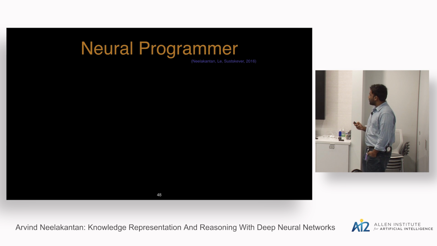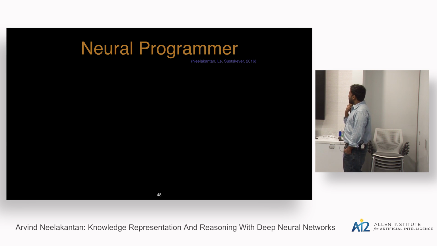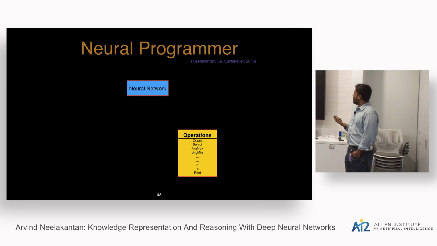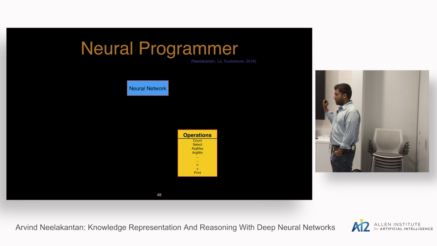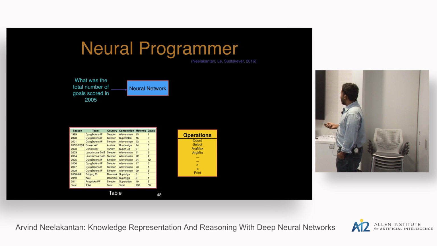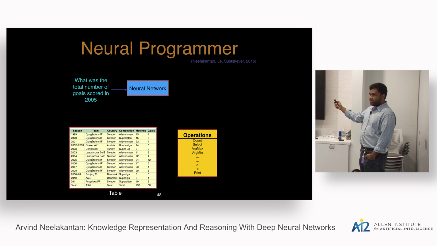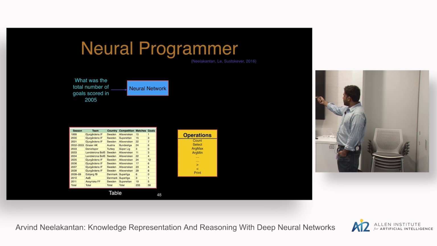As a solution to this problem, we developed this model which we call Neural Programmer, which is basically a neural network with a set of built-in discrete operations. These operations are defined to the model, and the model basically takes in an input question and also a table, and the model has to use these functions to perform reasoning on this table, right?